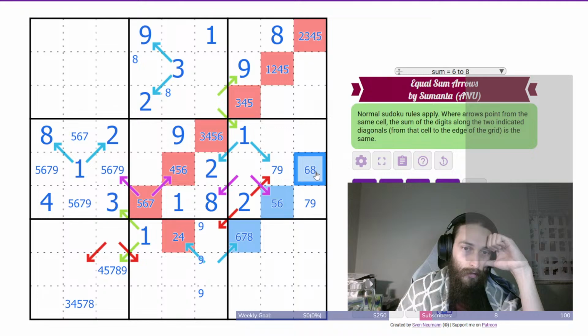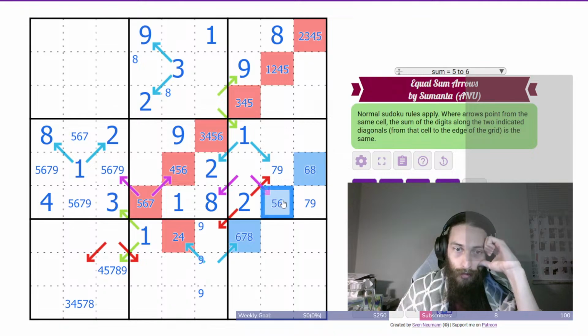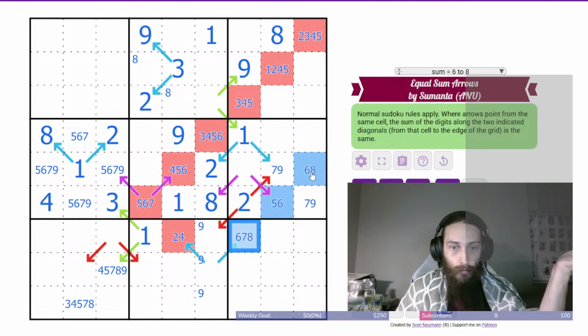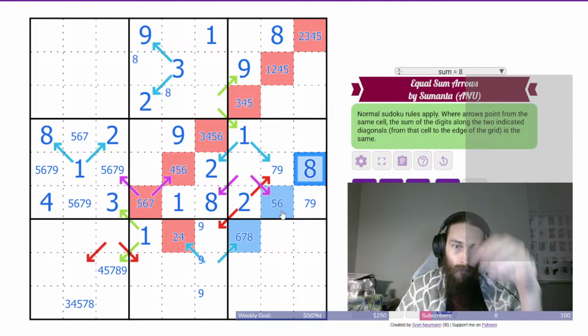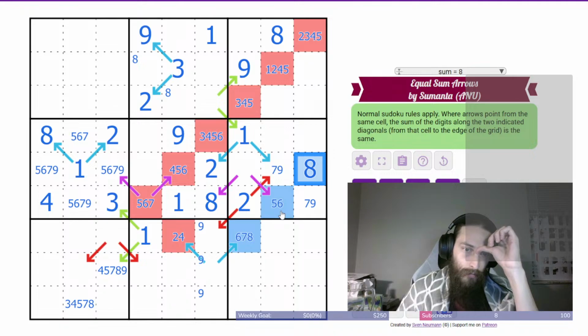If this is a 6, oh, well, this can't be a 6. Because if it was, this would have to also be a 6 and an 8 for 12 and 8 to make 20. But if this is a 6, that can't be a 6. So this is an 8. That doesn't use up any degrees of freedom, because it couldn't be a 7 because of the 7-9 pair.